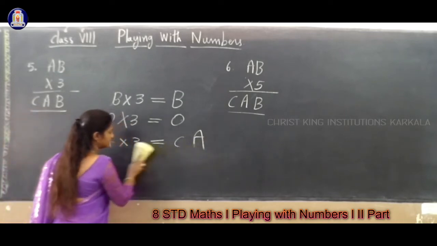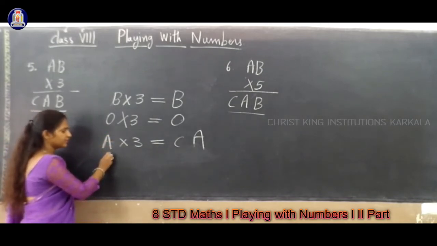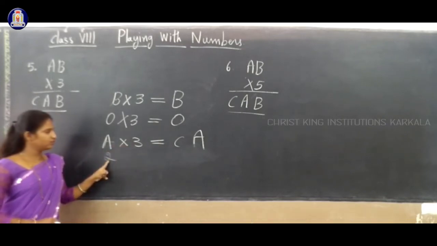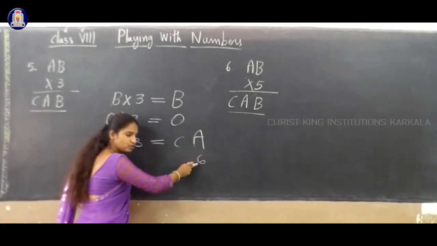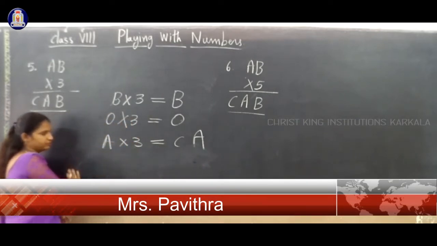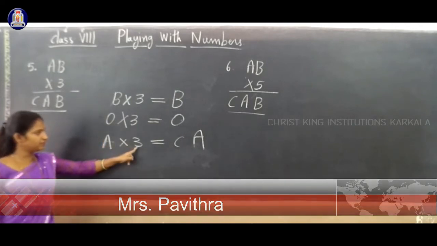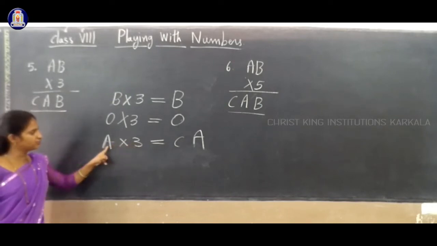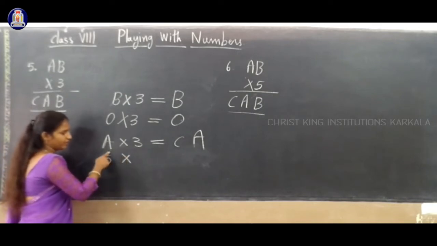So now consider any other number. For example, if you consider A is equal to 2, 3 twos are 6. Can I get 6 here? No. A is 2, so here also A should be 2 only, not 6. So A is equal to 2 is not possible. You can think like this: 5 fives are 25, and 3 fives are 15. Correct? 3 into 5, 15. So the value of A is 5.